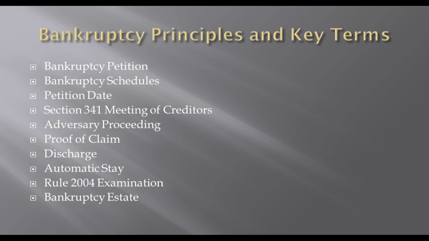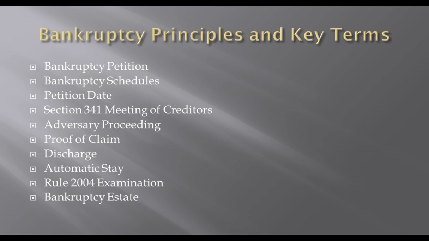When you do file the petition, typically in connection with the petition or very shortly thereafter, a debtor will file a detail of their debts and liabilities, which is the bankruptcy schedules. It also will list certain claims of the debtor and certain transfers. And when I use the term debtor, I'm referring to the entity that filed the bankruptcy petition. And so that's what the bankruptcy schedules are.